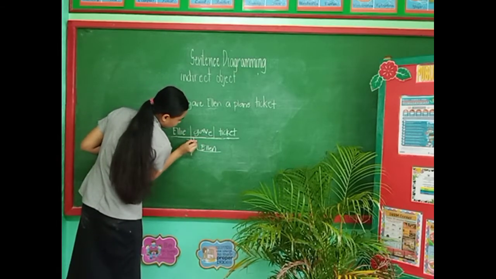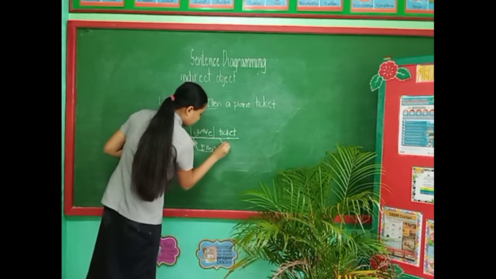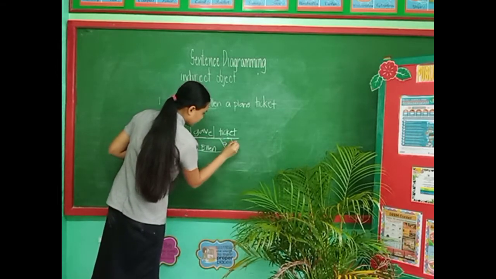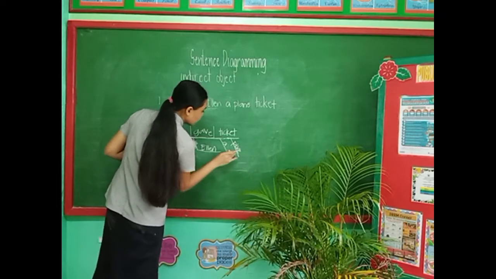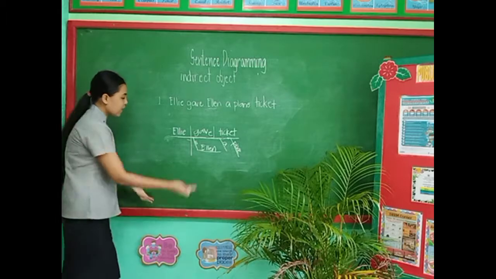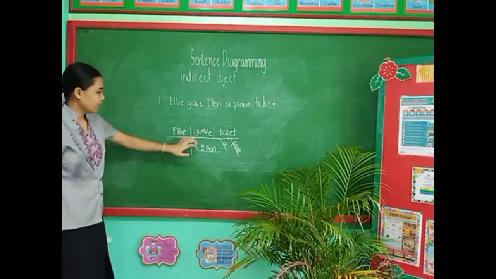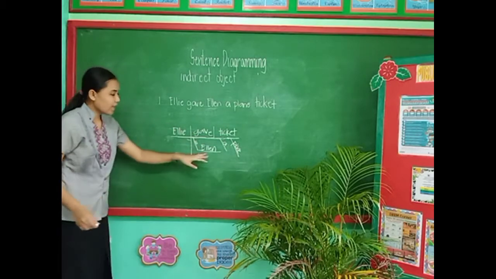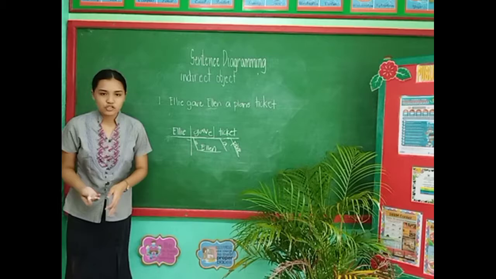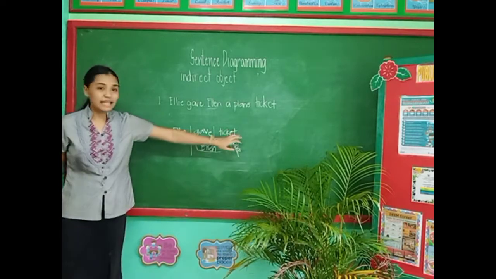We can put here an X, and then "a" and "plane", because they modify the ticket. What kind of ticket did Ellie give to Ellen? So Ellie gave Ellen a plane ticket. Ellen is the indirect object because she receives the direct object, ticket.